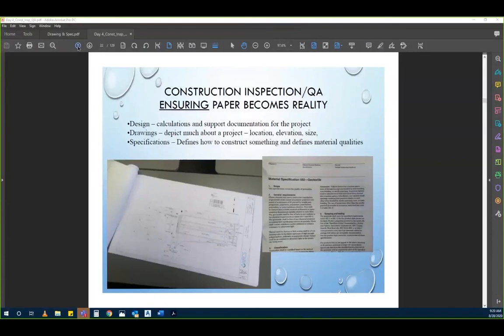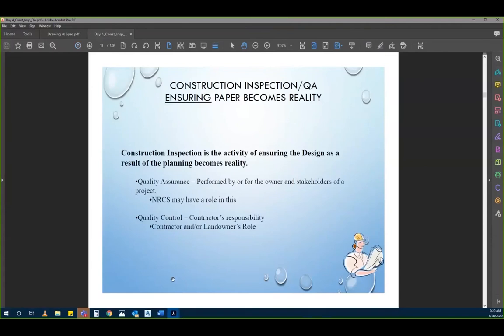So if I were to go back to slide 19, where Paula defined the responsibilities of quality assurance and quality control, depending on where NRCS's involvement is or the district's involvement is, whoever is responsible for quality control is responsible for setting those grade stakes.